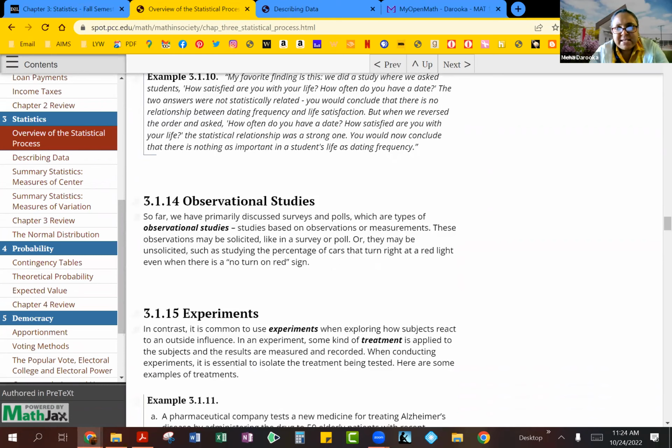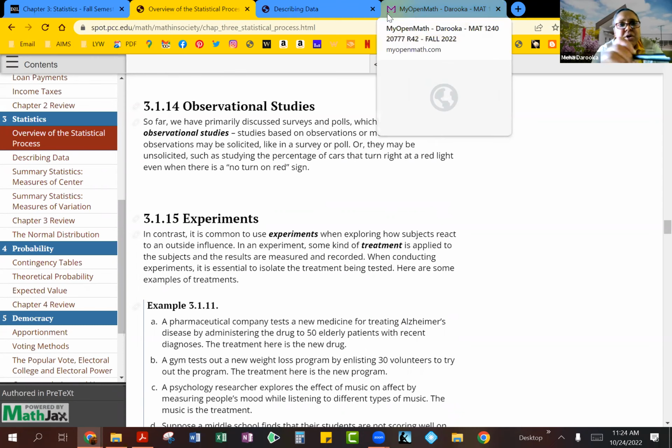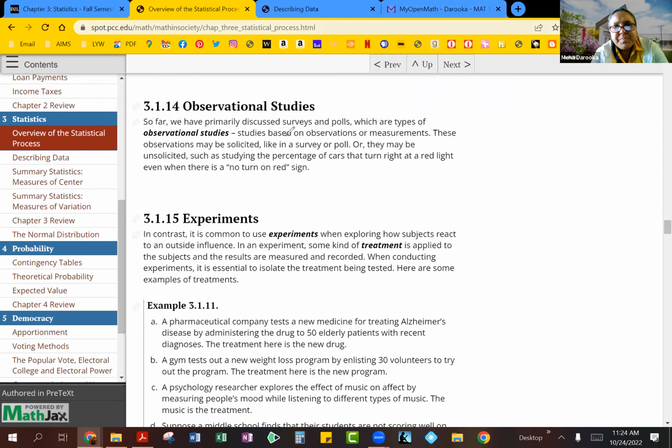Okay, so that was the last part from the bias discussion. Now let's talk about the different types of studies that can be conducted. In this one, we are looking at observational studies, which is where our surveys and polls fall. These are studies that are based on observations or measurements. In this case, observations may be solicited, so you're asking for the results, like when you conduct a poll or do a survey.